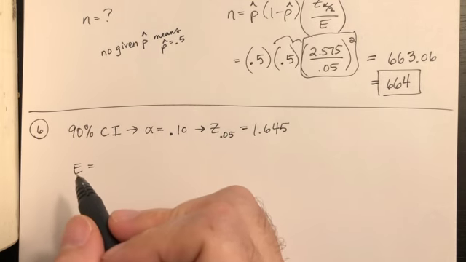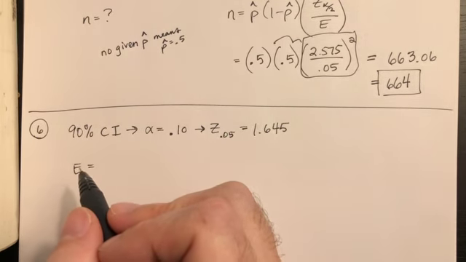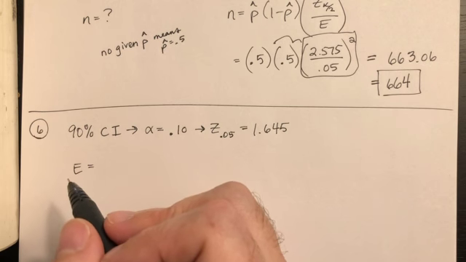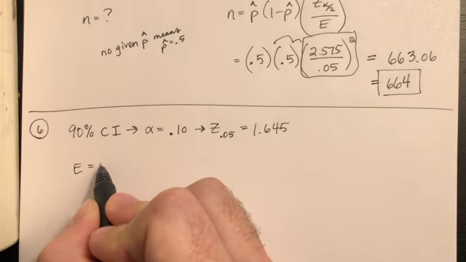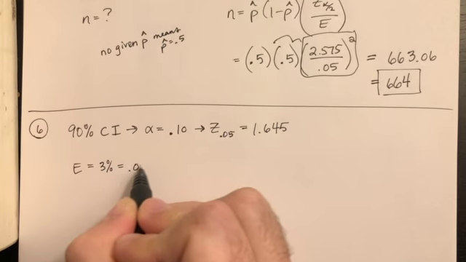All right, and then we're given the error. It wants to be no more than 3%. So the error is 3%, which is 0.03.